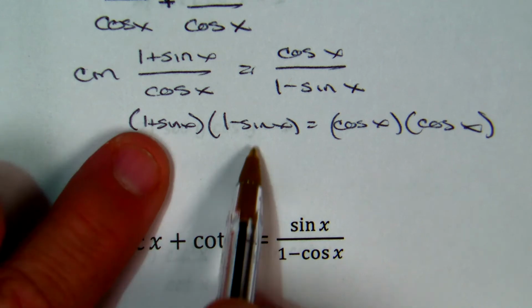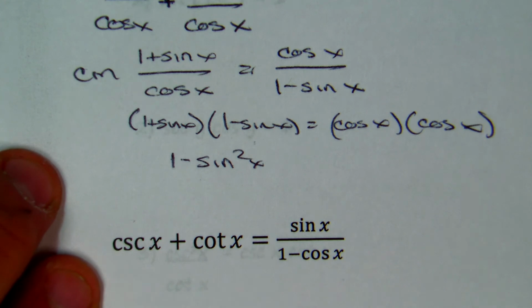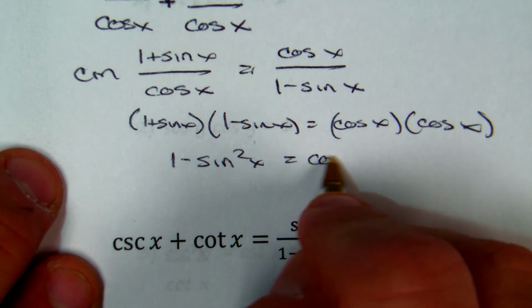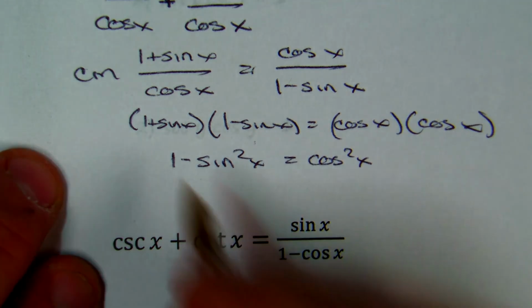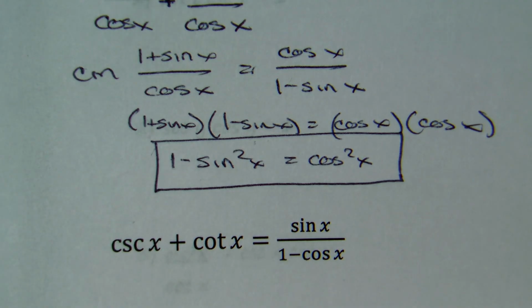When I do this, they're conjugates of each other, so the outers and inners once again are going to cancel out. I got 1 minus sine squared x equals cosine squared x. And then you'll realize that by Pythagorean identities, you have identified that they are equal to each other.